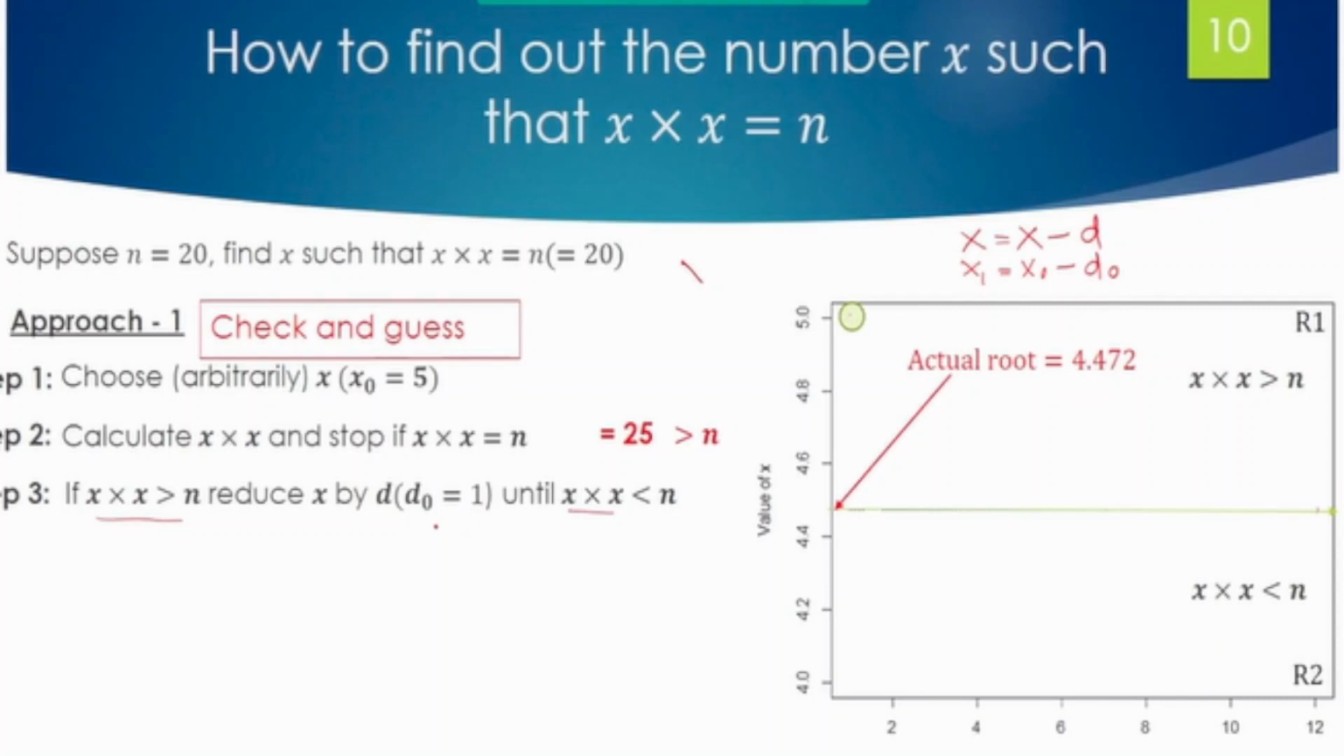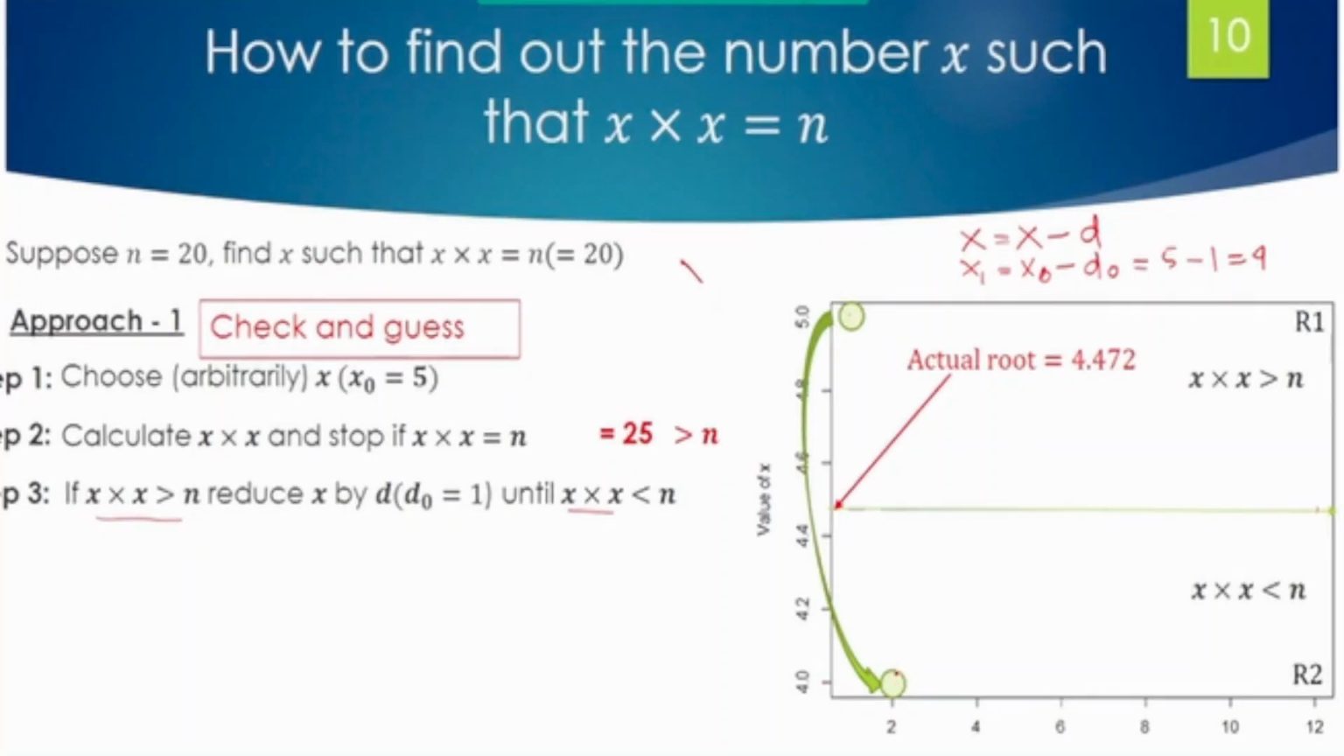I have chosen here 1. Okay, so therefore what is the value of x1 here? x0 minus d0, which is equal to 5 minus 1, that is equal to 4. Now if we draw this, then the point in the next iteration 2, the point moves to 4, right?